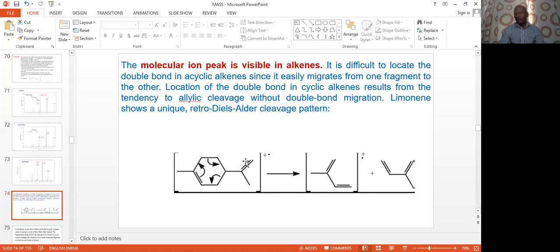In the Diels-Alder reaction, an olefin combines with butadiene and forms cyclohexene. Olefin means CH2=CH2, which combines with butadiene and gives you cyclohexene. That is the Diels-Alder reaction. Retro-Diels-Alder is the opposite: cyclohexene undergoes cleavage and you will get an olefin and butadiene. This is how limonene undergoes the retro-Diels-Alder reaction.